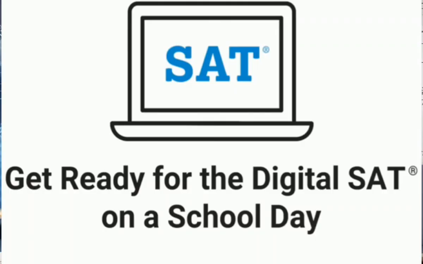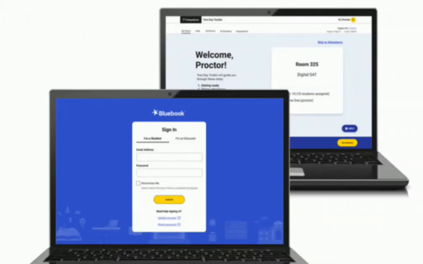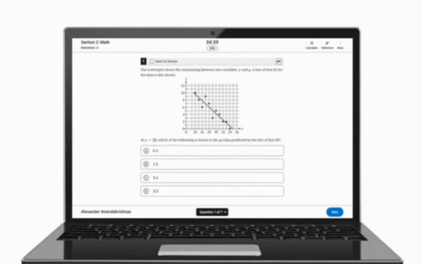In this video, we'll provide a brief but detailed overview of the digital SAT with a focus on the math section. The digital SAT is a standardized test widely used for U.S. college admissions. It covers three main areas: evidence-based reading and writing, and math. Today, we'll dive into how the math section has evolved with the digital format, offering new tools and a modern approach to testing your skills.